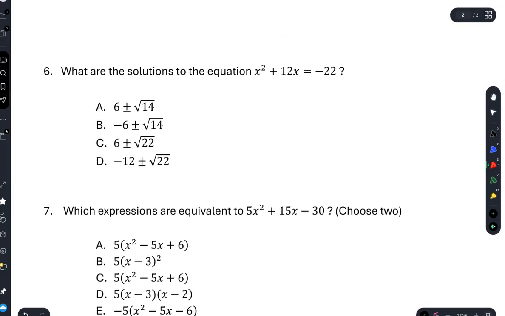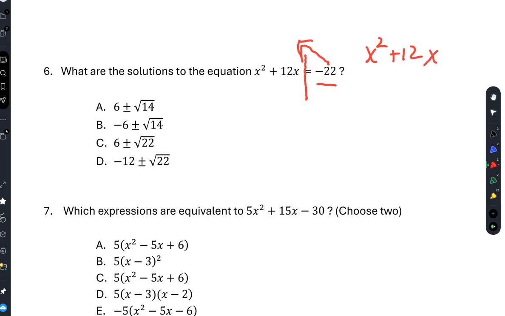Okay, continuing on to number 6. What are the solutions to the equation? So this equation will not factor, and notice it's not solved for 0. I taught my students to draw a bar through the equal sign. Anything on the right, you got to move it across and flip the sign. So we're going to graph x squared plus 12x. The opposite of -22 is a plus 22. Okay, so let's graph this.